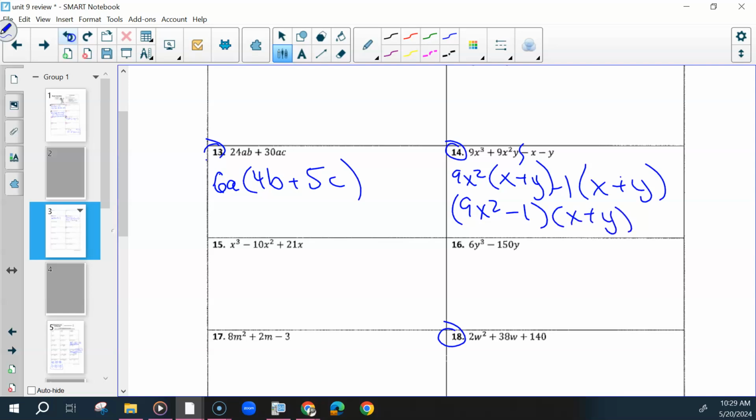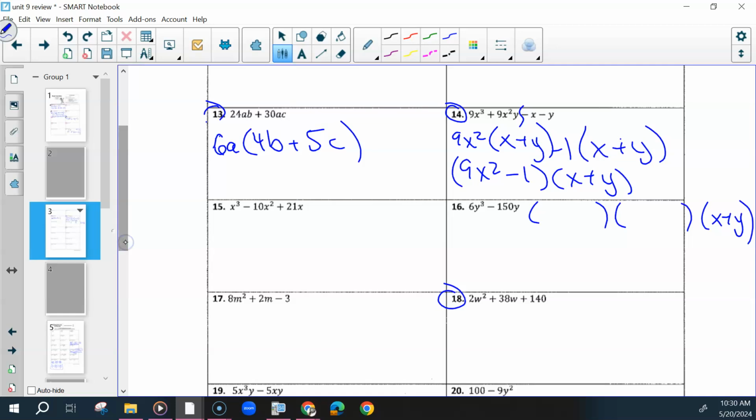Could we factor either of these again? Yes, the first one by difference of squares. I'm going to write that here. What would those two factors be? 3x minus 1, 3x plus 1. Or vice versa.